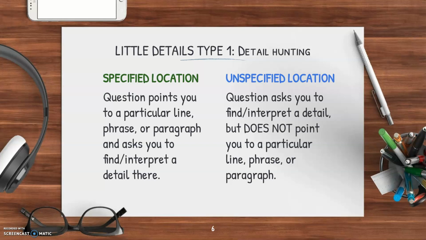Now, ACT, of course, doesn't make things easy for us all the time, so there will also be detail hunting questions that point you to no particular place at all. Here, you actually have to find the detail because you're not given a specific line, phrase, or paragraph to look at. It makes it slightly more complicated, but we're still just looking for a detail, and once you find it, you simply have to interpret what's there to answer the question.